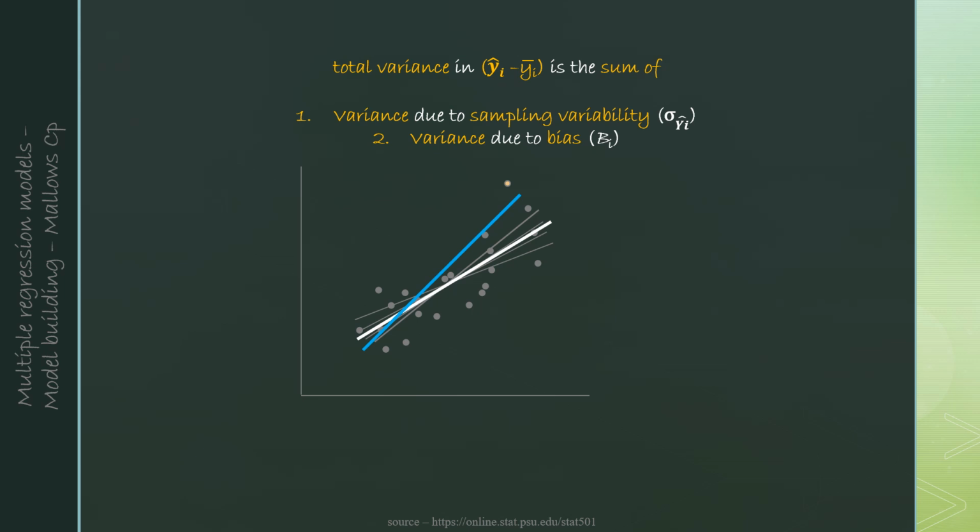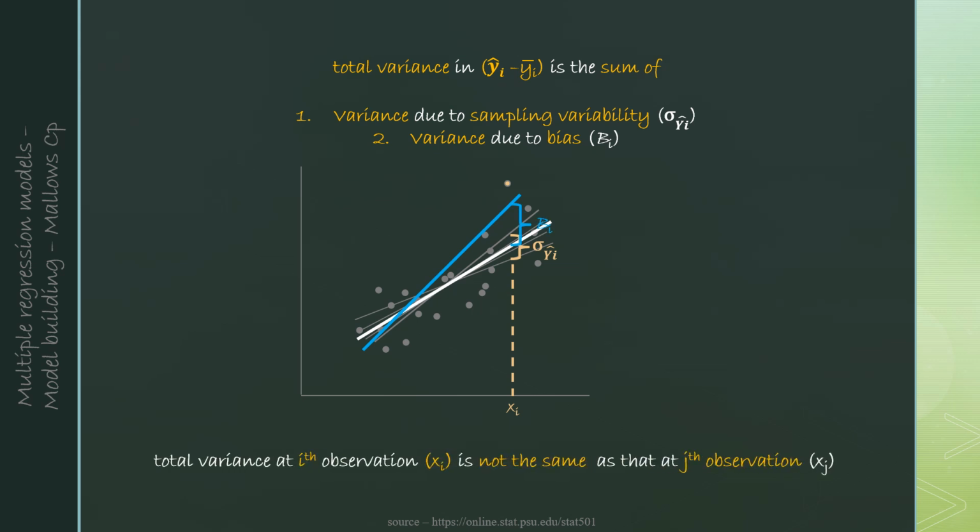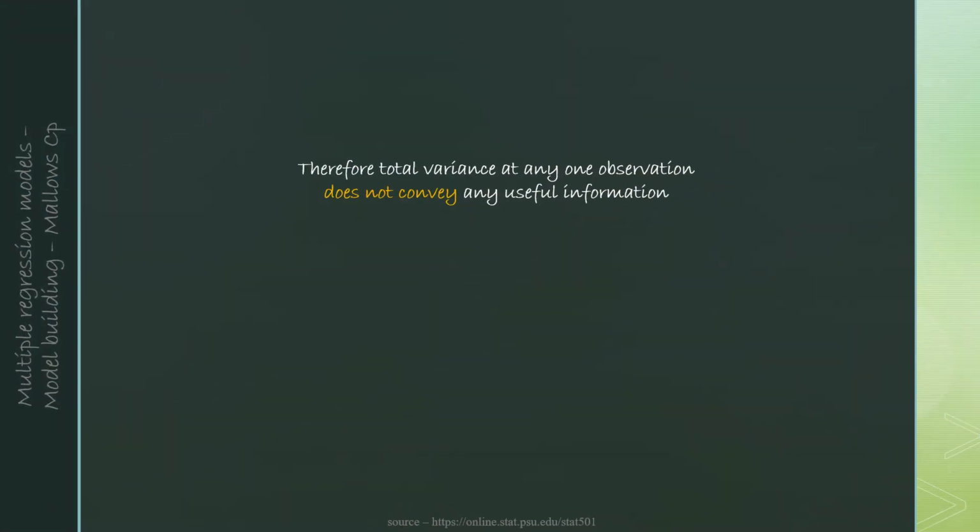As discussed, total variance in yi hat minus yi bar is the sum of the variance due to sampling variability, denoted as sigma yi hat, and variance due to bias, denoted as bi. Total variance at ith observation xi is not the same as that at jth observation xj. Therefore, total variance at any one observation does not convey any useful information. And hence, total variance across all data points from a sample is considered.